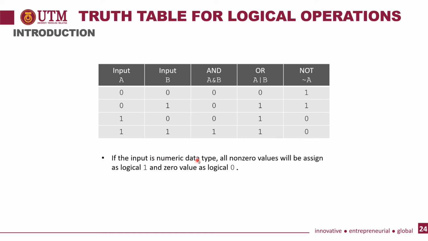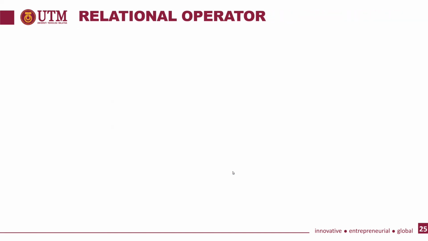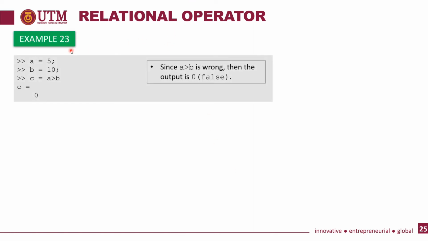If the input is a numeric data type, all non-zero values will be assigned as logical 1 and zero values as logical 0. For example, if you have an input matrix with numbers, any element inside the matrix that is a number except 0 will automatically be assigned as logical 1. The numbers equal to 0 will automatically be initialized as logical 0. Next we will take a look at the relational operators.